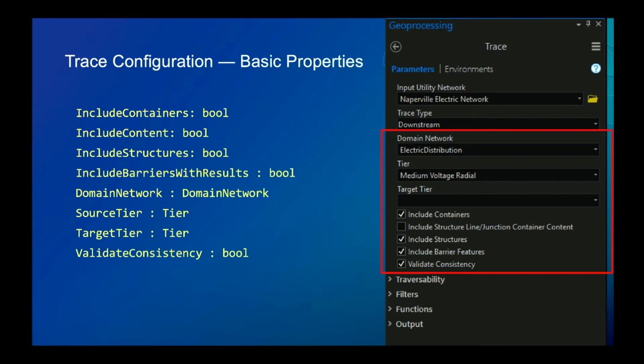Now, in the user interface, you need to specify the domain network and the starting tier, the source tier. We're a little bit more flexible in the SDK. You don't usually need to specify the source tier. We figure it out based on where you've clicked, or where your starting points are, I should say.